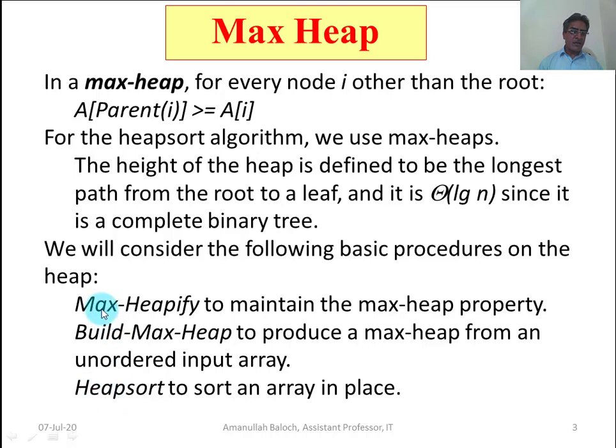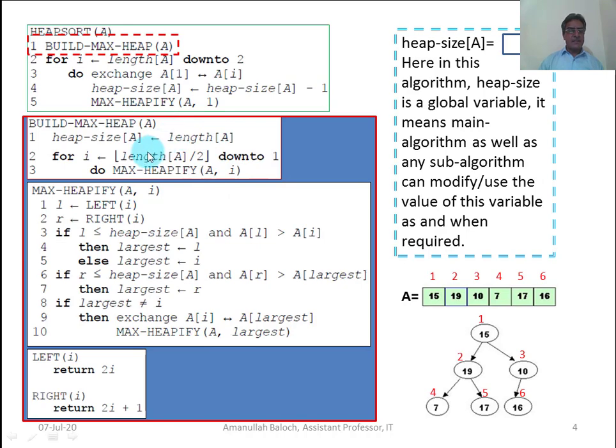There are three main algorithms: maxipify, build max heap, and heap sort. Heap sort actually calls the build max heap algorithm, and also maxipify. At line number 2, it calls build max heap, and at line number 5, it calls the maxipify procedure. These are the two main sub algorithms which are required by the heap sort algorithm.